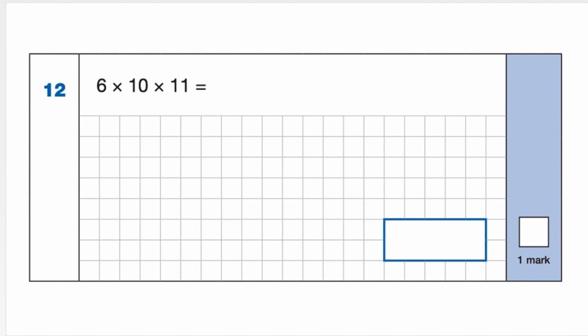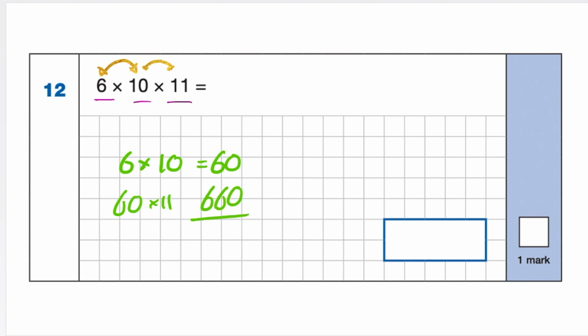Okay, question 12. Question 12 is a multiplication, but it's actually multiplying 3 digits. And what we should know about multiplication is it's commutative, which means that we can put these numbers in any order and we're going to still get the same answer. So it makes sense to work it out in an order that's going to be easiest. I would say it's in that order already, because we could do 6 times 10 equaling 60, and then 60 times 11 is 660. So my answer is 660.